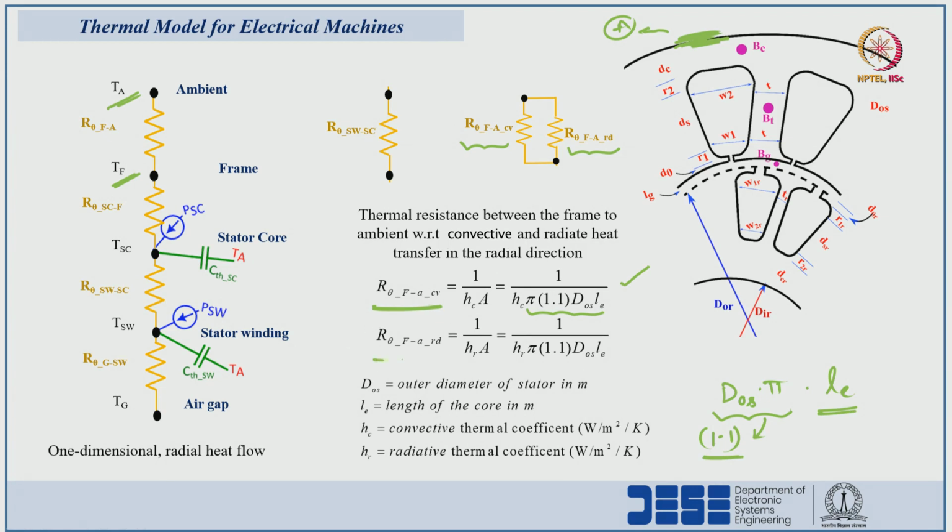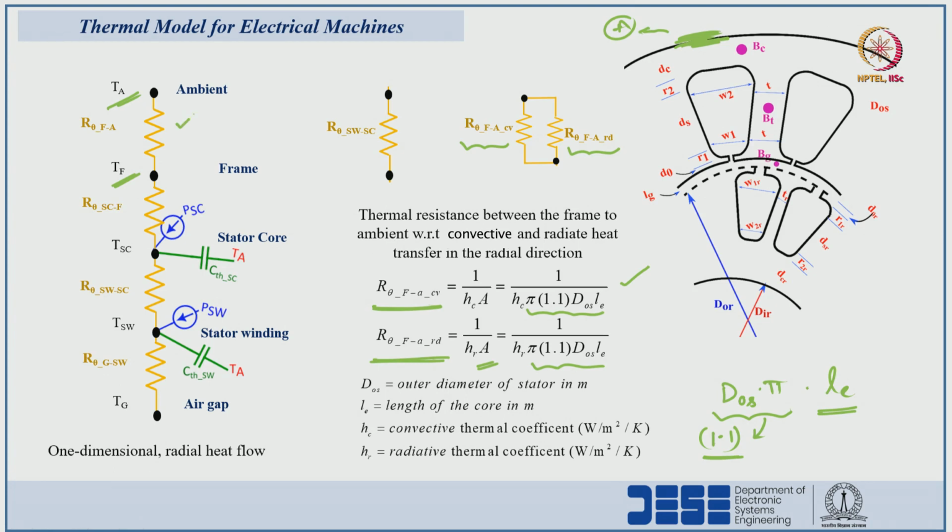In the same manner, for the radiative or radiation-based thermal resistance, we can calculate 1 by HR into the area related to the radiation. Whatever area we represent with respect to convection or radiation, both will be the same, and pi into 1.1 into d naught s is nothing but the outer diameter of the stator into the length of the core.